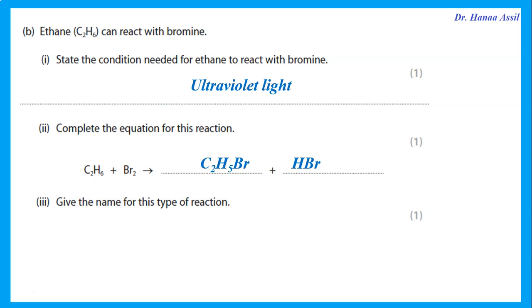Give the name of this reaction. This type of reaction is a substitution reaction. So remember, alkanes with bromine. Substitution reaction requires UV light. Remove one of the hydrogens and replace it with the halogen.